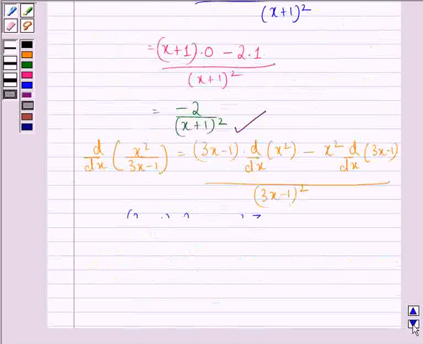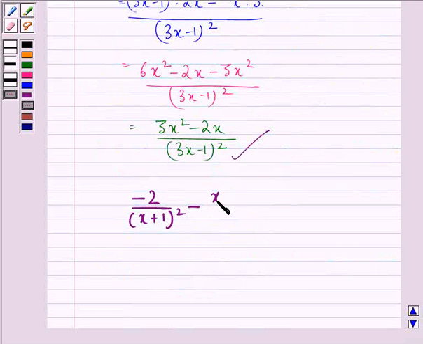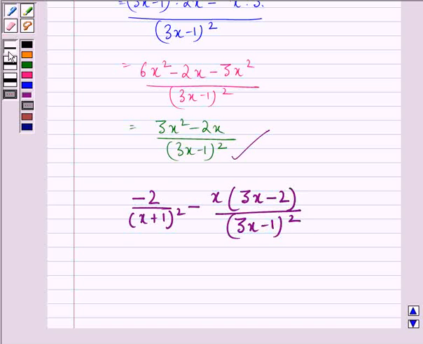Therefore, our answer to the question is this minus this, that is minus 2 divided by x plus 1 the whole square minus x into 3x minus 2 divided by 3x minus 1 the whole square. So this is our answer to the question.